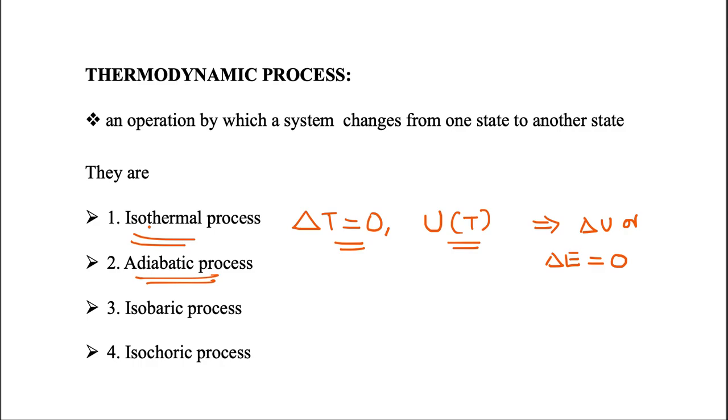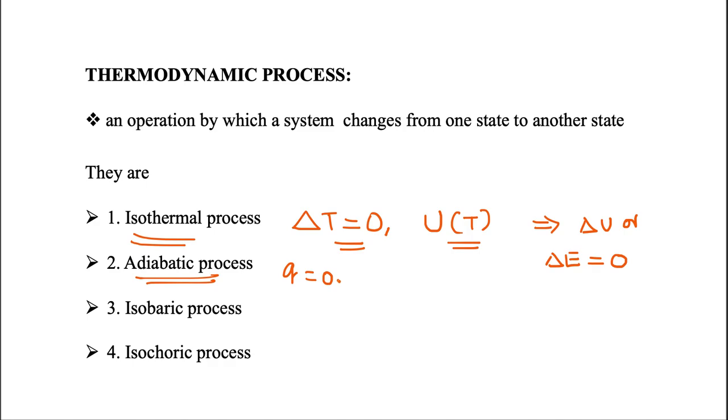A process which brings a system from one state to another state without use of external heat. There is no flow of heat from the surroundings into the system, and at the same time there is no outflow of heat from the system to the surroundings. That means there is no exchange of heat between system and surroundings.